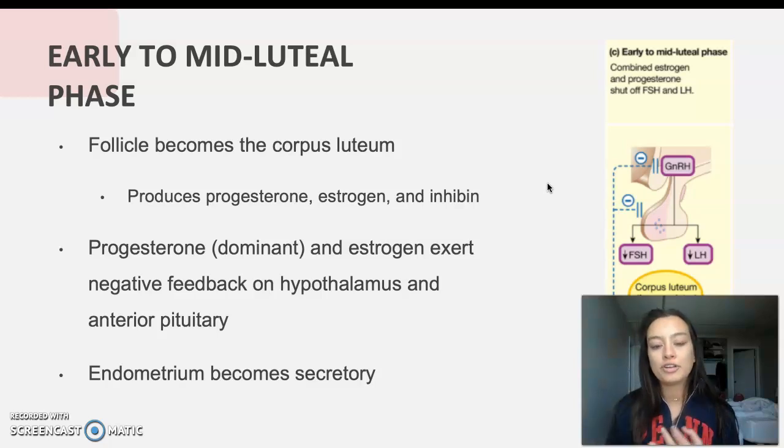So progesterone combined with estrogen exert negative feedback on the hypothalamus and the anterior pituitary. So there's no GnRH, no FSH, no LH. So there's no follicle stimulation going on or follicle growth. And also the secretion or production of progesterone will cause the endometrium to become secretory in order to prepare more for a potential pregnancy.